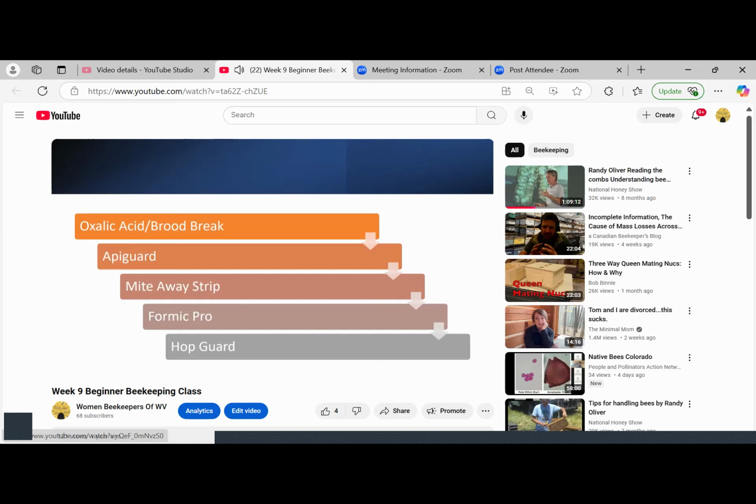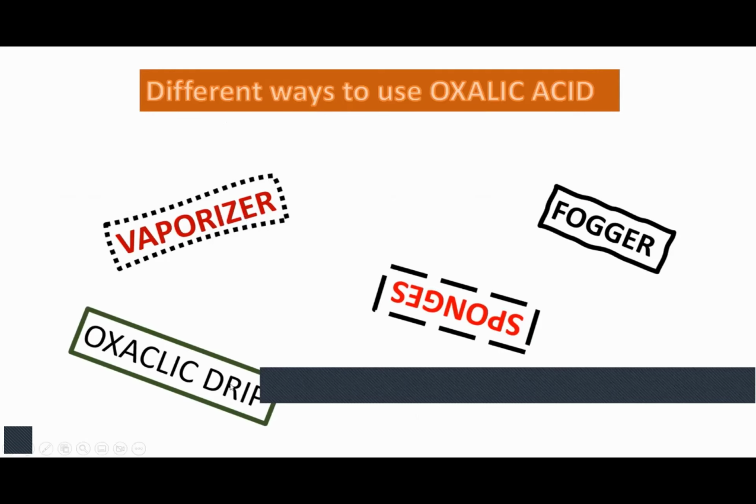But yeah, here we go, from least to favorite. These are just some of the ways you can do oxalic acid. This is a vapor gun, and this is a wand, and they both do vapors. And then this is the drip, which really isn't supposed to be in there, but anyway. These are the different ways for oxalic acid: you have your vaporizer, your oxalic drip, your fogger, and the sponges.